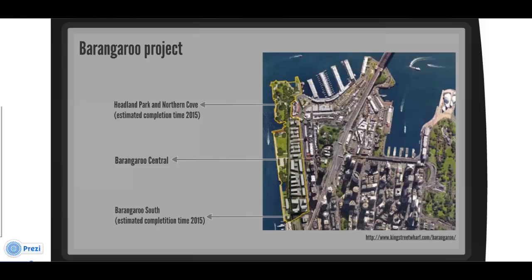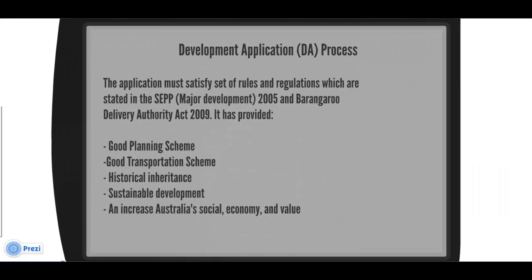The project is developed by Land Lease, and the council in charge to manage and develop Barangaroo is Barangaroo Delivery Authority. BDA and Land Lease have signed contracts to work on the DA together. The application will be submitted to the Department of Planning and Infrastructure and will be decided by the Minister. First, the application must satisfy a set of rules and regulations stated in the SEPP Major Development 2005 and Barangaroo Delivery Authority Act 2009, and it must address issues to benefit Australia in social, economical, and environmental aspects such as sustainability, transportation, excellent design, and others.